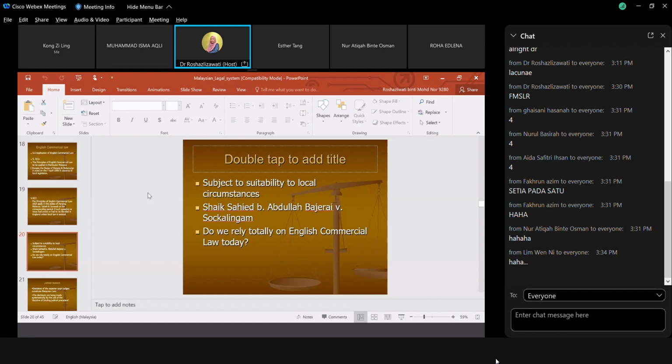Dalam kes Sheikh Sahid bin Abdullah Bajarai versus Sokalingam, once English bertapak di tanah Melayu, they invade Malaya, mereka cuba memperkenalkan sistem perbankan. They want to introduce banking system.